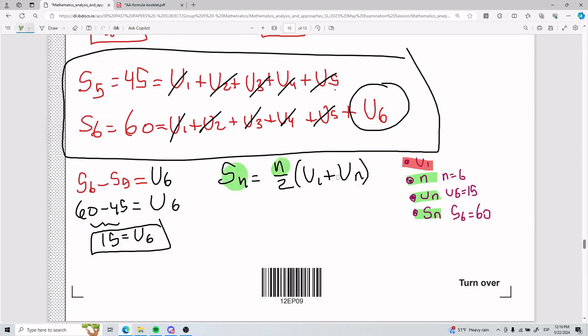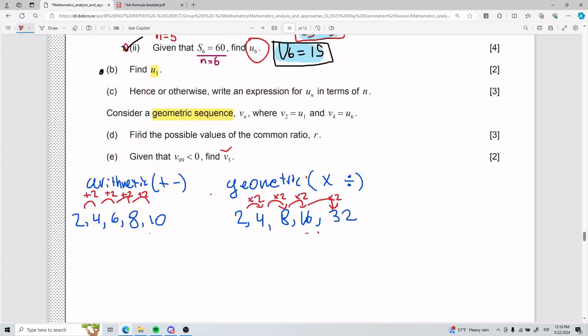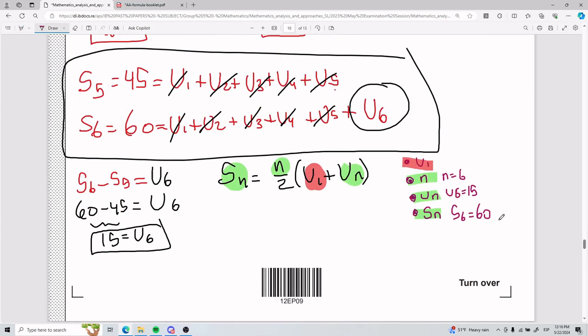You can suddenly plug in here, here, and here, and end up with only u1, which is what they're asking for in part B. And so from here, if you plug everything in, you end up with 60 equals 6 divided by 2, because of n, parentheses u1 plus u6. u6 we said was 15. Okay, I might have gone a little bit too fast there, so let me go piece by piece.